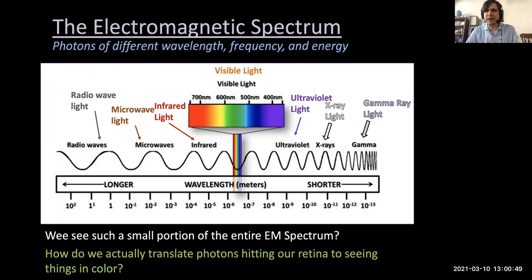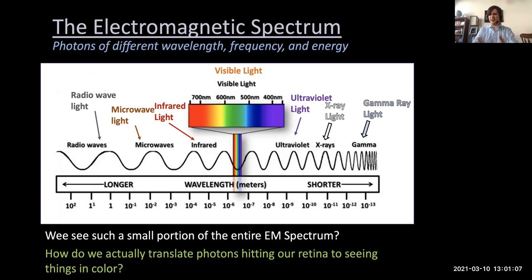It all has different wavelengths, and it's going to enter our eye through our pupil, get focused onto our retina, and somehow we're going to see color. How can we actually say, hey, that photon was a green photon, that photon was a blue photon? How do we see color?